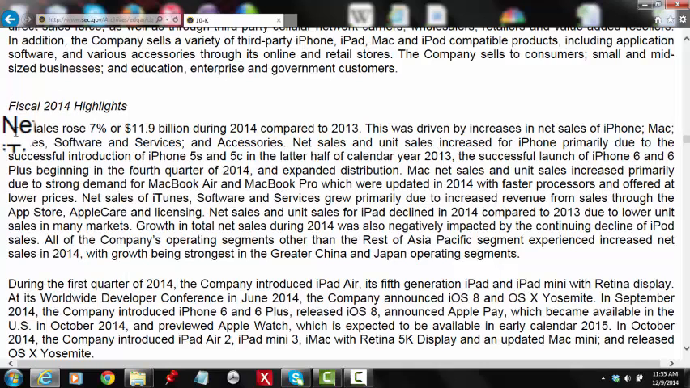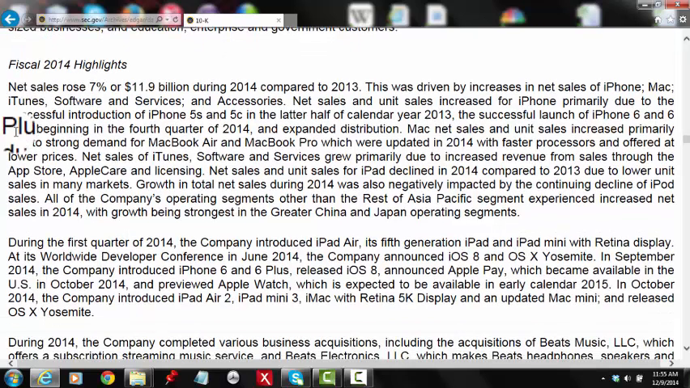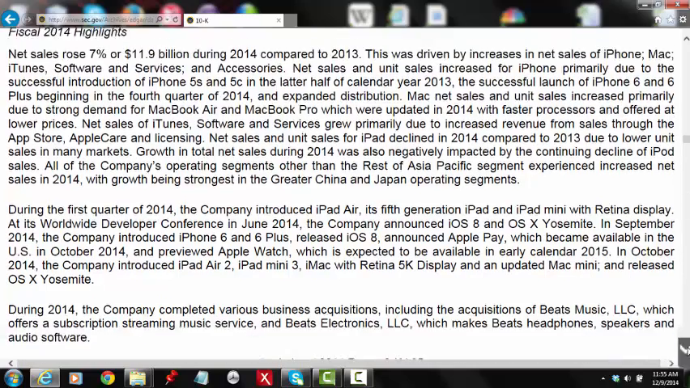Apple's current period ends on September 30th. So September 30th, 2014. So basically they're talking about from September 30th, 2013 to September 30th, 2014. What happened? The net sales grew by 7%. That was about $12 billion, and they are giving the breakup. The iPhone, Mac, iTunes, how much they contributed.